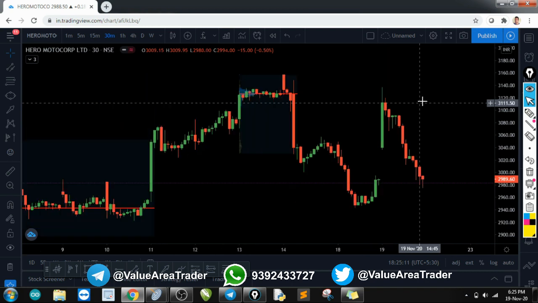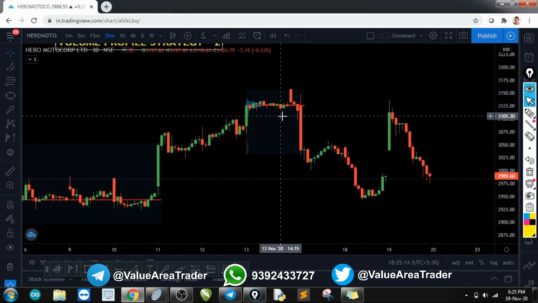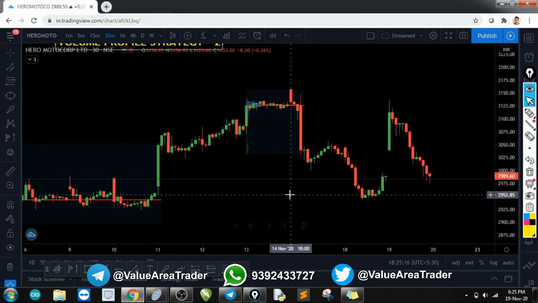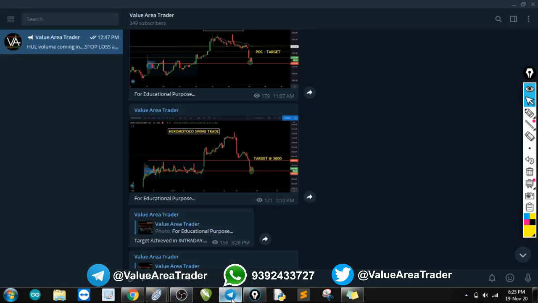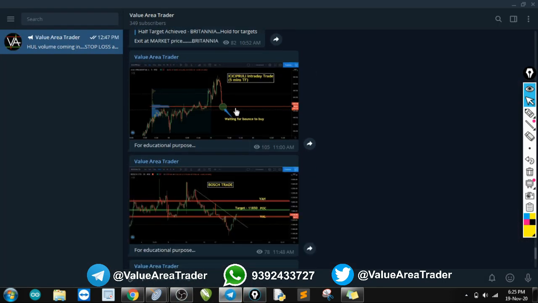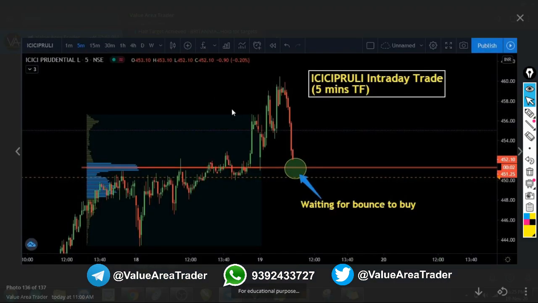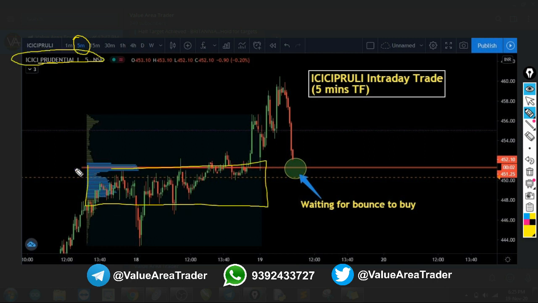Okay, so let me show you some more examples here. I think ICICI Prudential, I gave you a trade today. If you remember, let me check. Yes, this is the ICICI Prudential, in the 5 minute. You can see I am also selecting the 5 minute time frame because I saw a value area in 5 minutes, and that's why I selected this ICICI Prudential trade. It was just falling down, and I knew that it would bounce from this position, and that's why I gave you this call today.